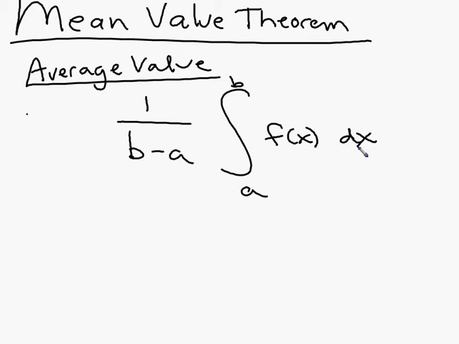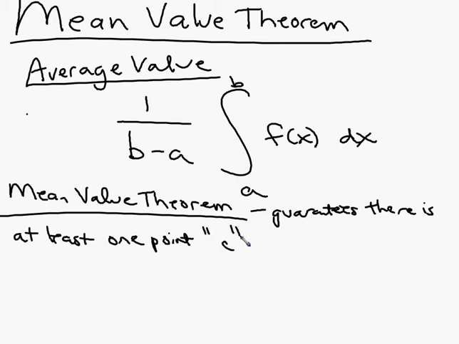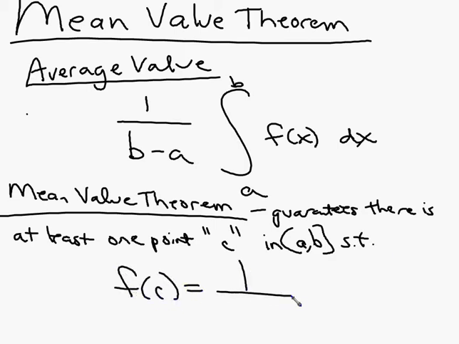The mean value theorem guarantees there is at least one point c in a to b such that f of c equals 1 over b minus a times the integral from a to b of f, in other words, the average value.